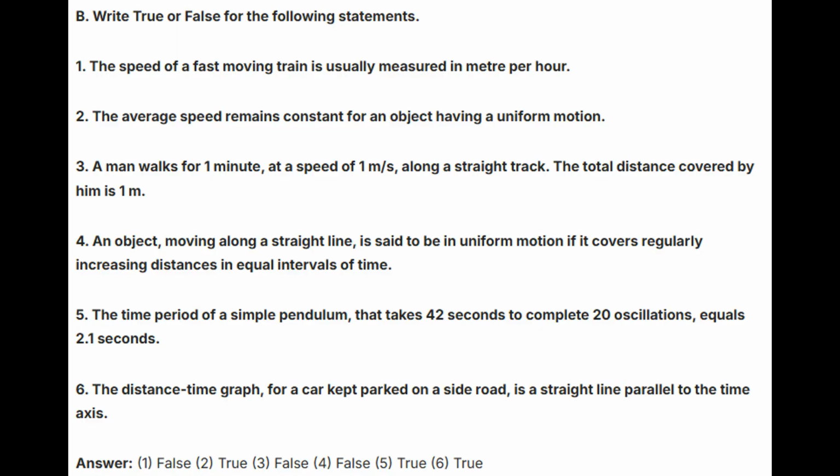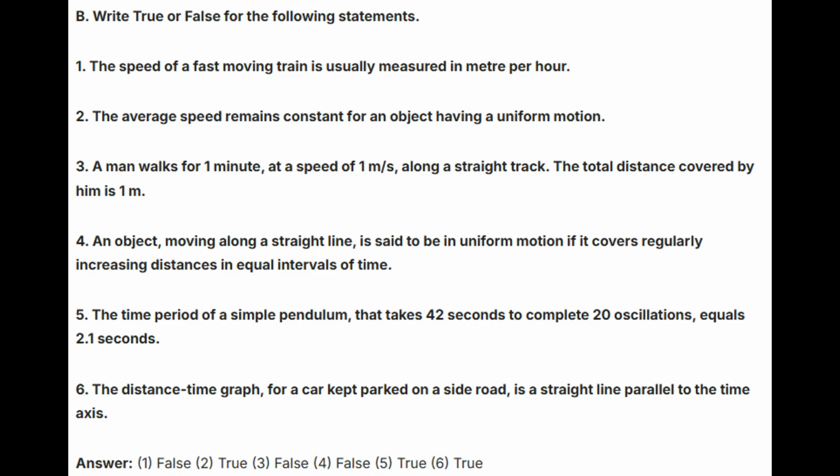B. Write true or false for the following statements. First, the speed of a fast-moving train is usually measured in meter per hour. False. Second, the average speed remains constant for an object having a uniform motion. True. Third, a man walks for 1 minute at a speed of 1 meter per second along a straight track. The total distance covered by him is 1 meter.